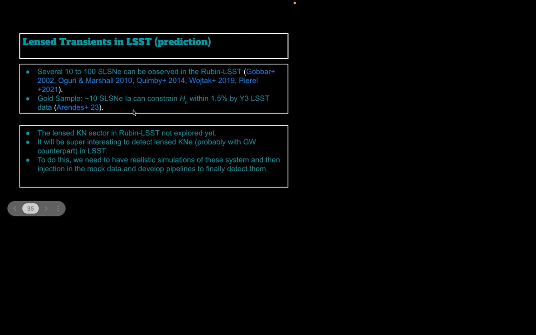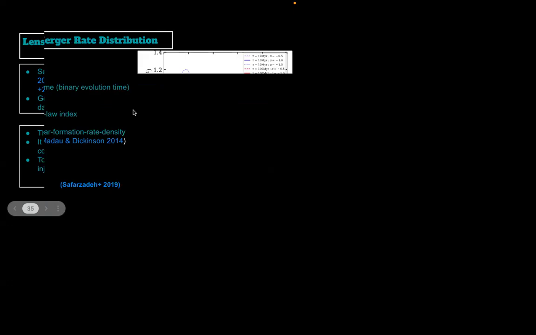But the lensed kilonova sector in Rubin-LSST is not explored well. And one interesting benefit that I told you: lensed kilonovae, or any kind of kilonova, have a chance to have a GW counterpart from LIGO Virgo. So if we detect a lensed kilonova, that will be a very valuable target, because we will have information on the distance from the GW. That's why I mainly work on the lensed kilonova part.